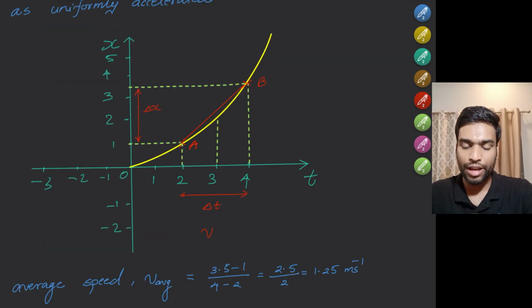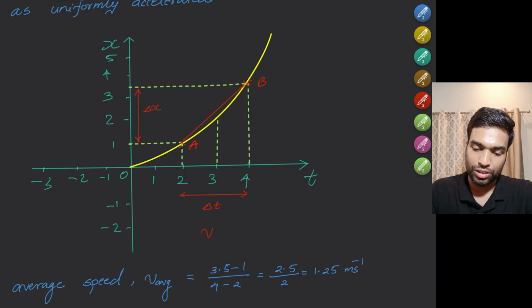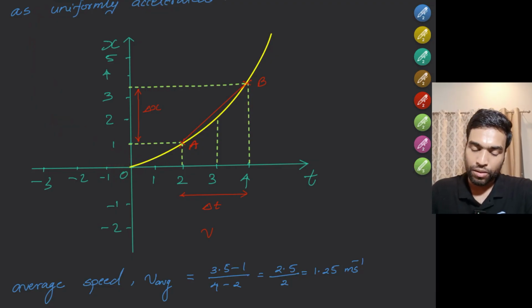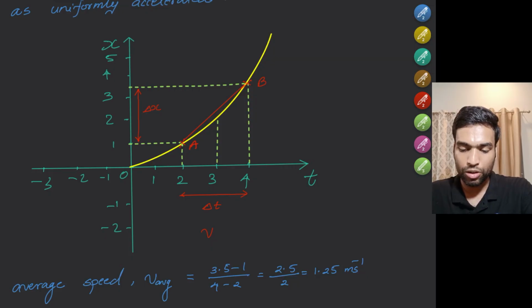The x versus time graph for uniformly accelerated motion is basically a parabola. You may think, oh, it doesn't look like a parabola. Actually, it's a half portion of a parabola. So now the question is, if the curve is not a straight line, how am I going to find the average velocity or average speed?